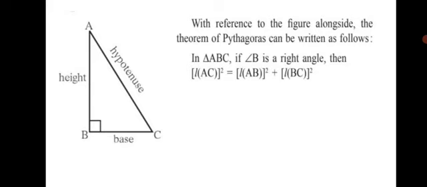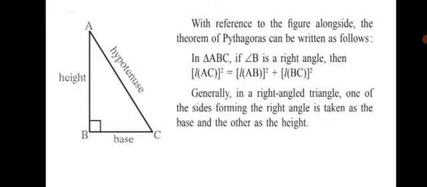So, with reference to the figure alongside, the theorem of Pythagoras can be written as follows. In triangle ABC, if angle B is a right angle, then length AC square, which is the hypotenuse square, is equal to length AB square plus length BC square. Generally, in a right angled triangle, one of the sides forming the right angle is taken as the base. So here you can see BC as the base and the other as the height.